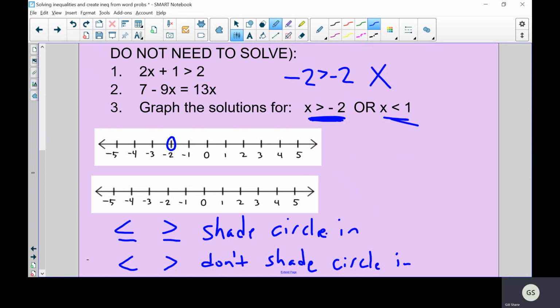So in this example, I do not shade in the circle. I do still have to shade left or right, though. That will always happen. If you have an inequality symbol, which we do, two of them, you're going to shade left or right. That's what an inequality is.